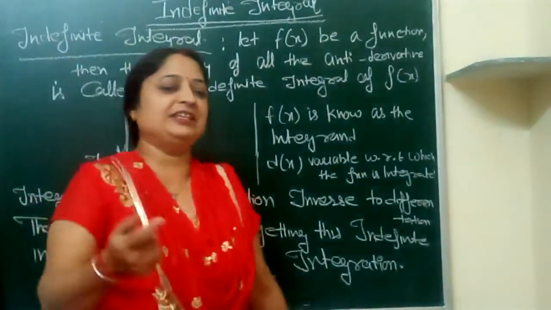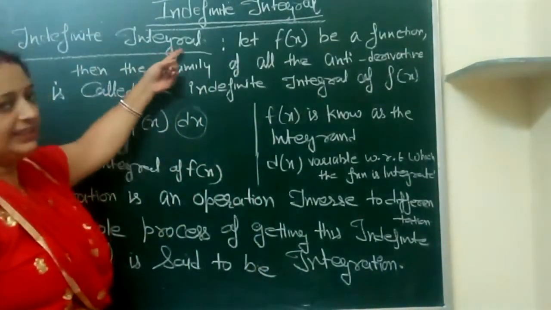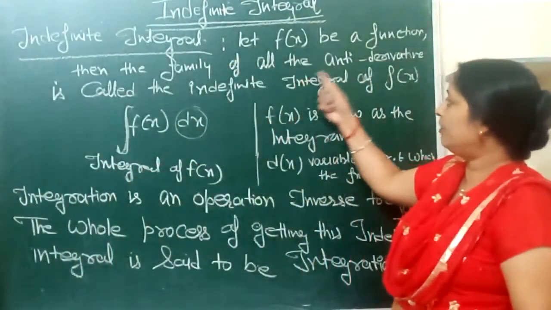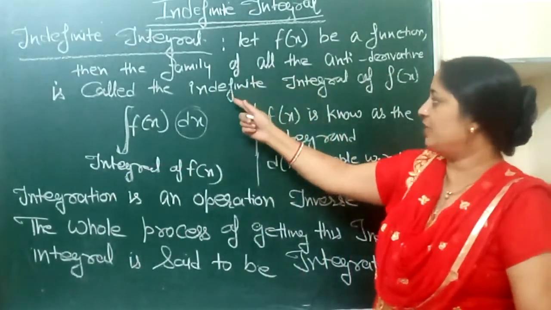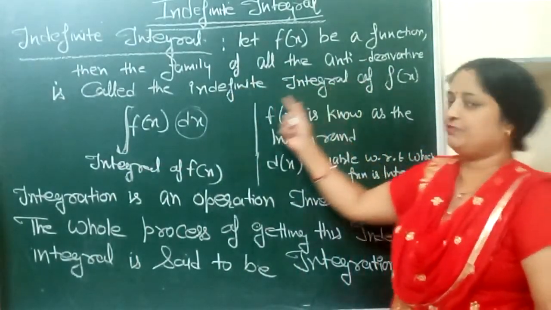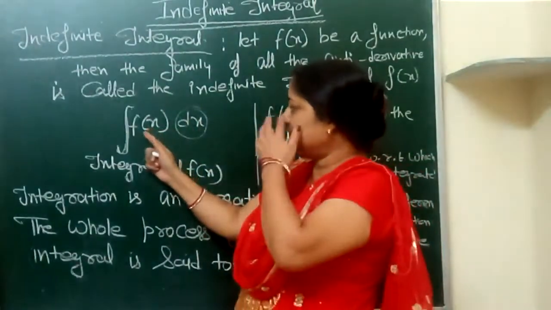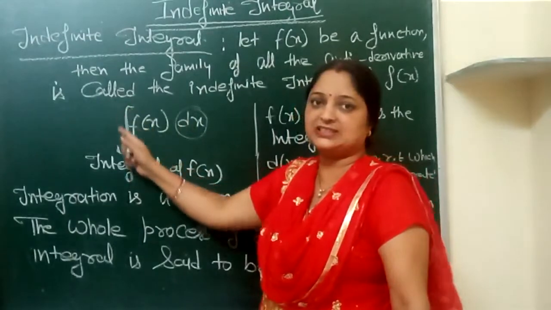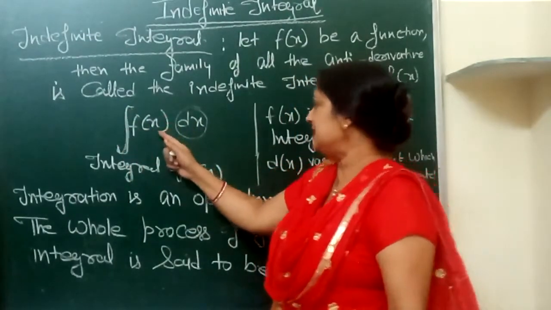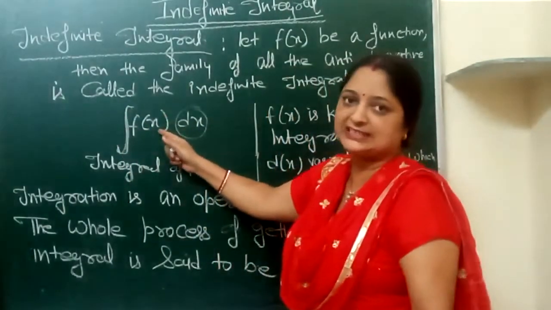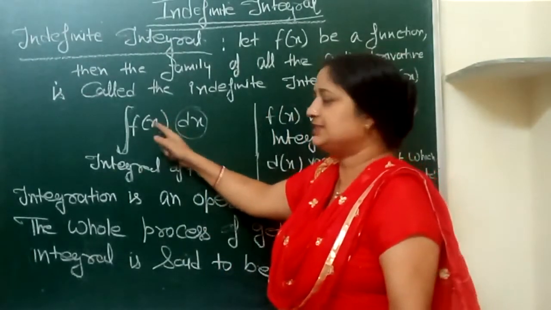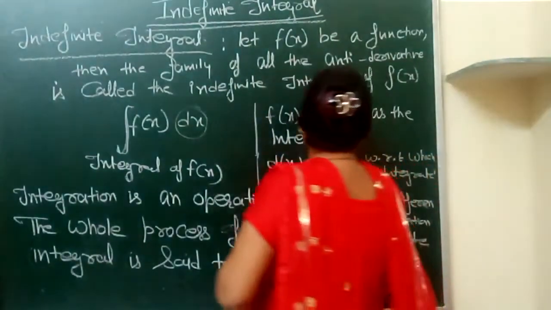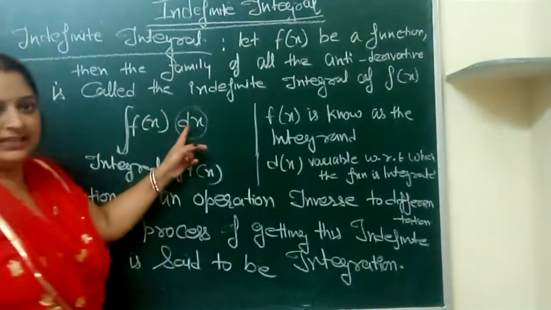So what is indefinite integral? Let f of x be a function, then the family of all the antiderivatives is called the indefinite integral of f of x. This integration, integral f of x dx, this is the sign of integration. Now what is f of x? f of x is known as the integrand, the function which is integrated. And dx is the variable with respect to which the function is integrated.